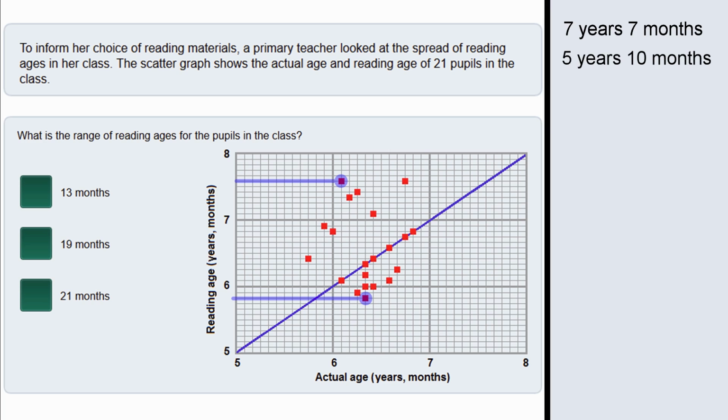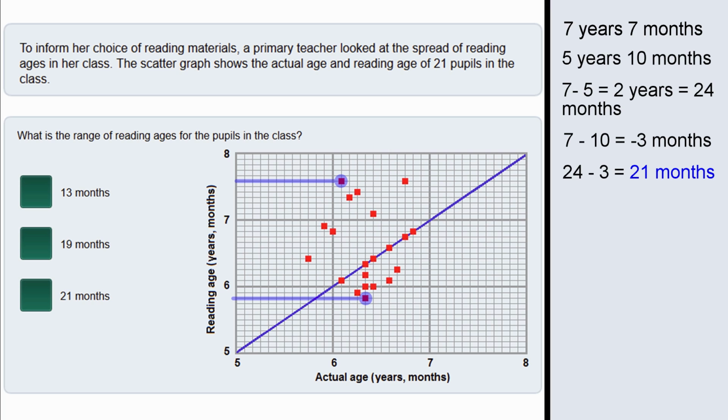So all we need to do is to work out the difference between 7 years, 7 months and 5 years, 10 months in months. One way we could do this is say 7 years minus 5 years is 2 years, which equals 24 months, and then 7 months minus 10 months is minus 3 months. So we could do 24 minus 3, which gives me 21 months.